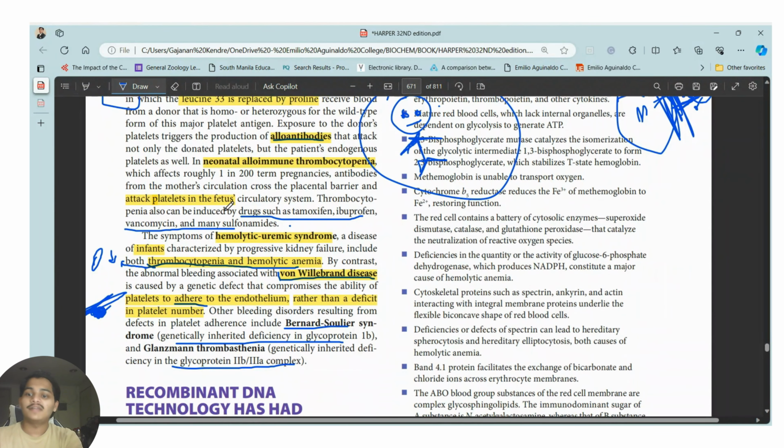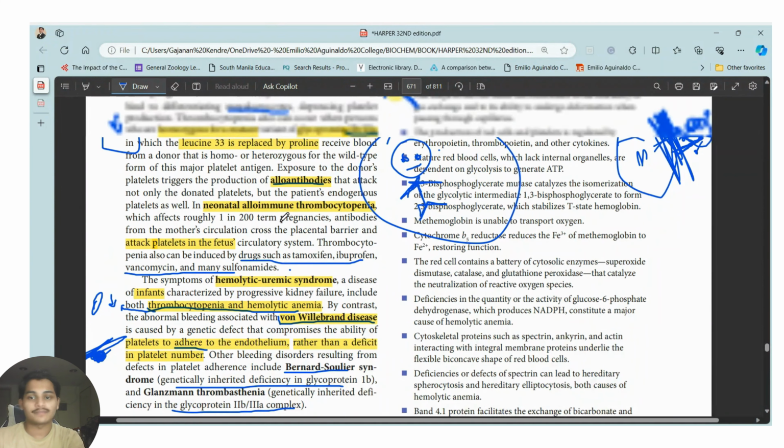Then thrombocytopenia can also be caused by drugs such as tamoxifen, ibuprofen, which we prescribe in some conditions like rashes and fever, vancomycin, and many sulfonamides.